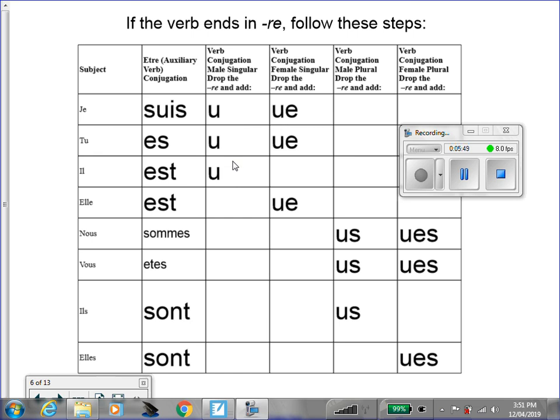Simple enough for masculine singular. For feminine singular, the RE would change to UE. In the case of masculine plural, it's going to be US. And then for female plural, it's going to be UES. Now you put the video on pause for about 30 seconds. Just study over this chart, and then we'll get into the last one.